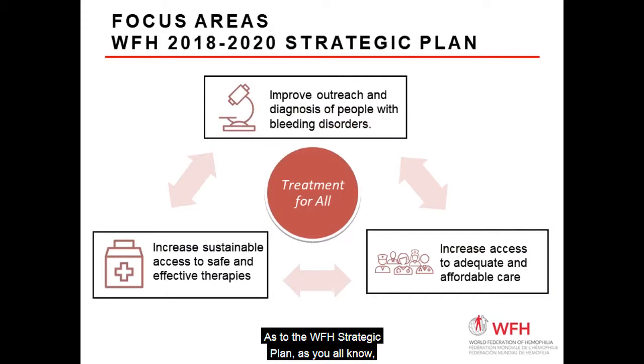As to the WFH strategic plan, as you all know, we currently have a 2018-2020 strategic plan, and we have identified 3 main strategic priorities for us to focus on for the next 2 years. These are to improve outreach and diagnosis of people with bleeding disorders, to increase access to sustainable and safe therapies, and to increase access to adequate and affordable care.